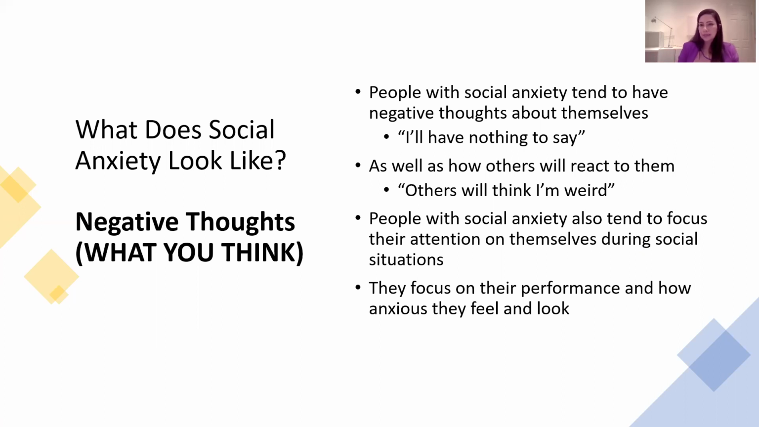So people with social anxiety also tend to focus their attention on themselves during social situations. And they focus on their performance and how anxious they feel and look. So, for example, they might say to themselves, I'm going to say something stupid, I will get anxious, and others will notice. They won't like me, others will think I'm stupid, I will offend someone, or no one will talk to me.